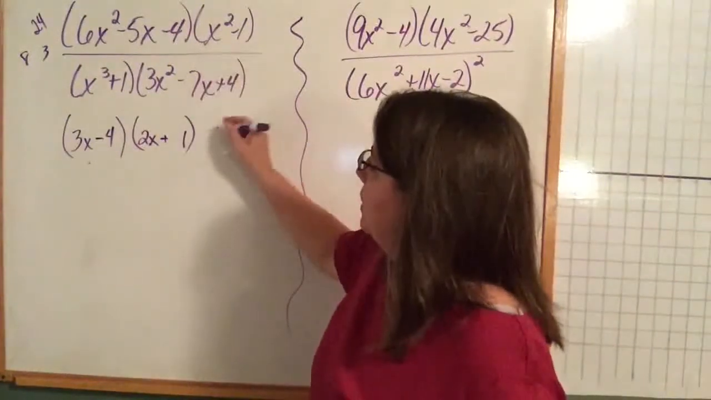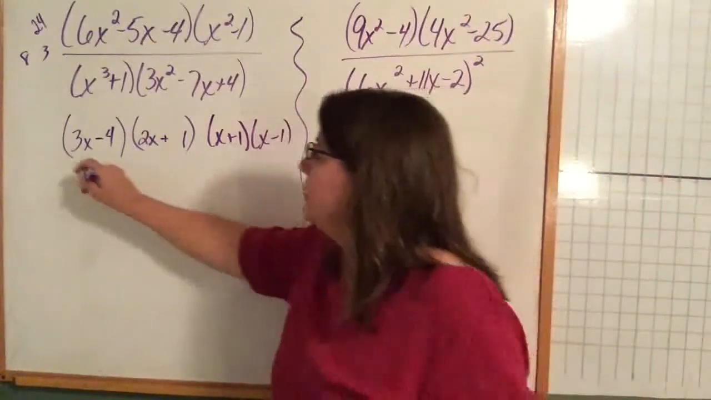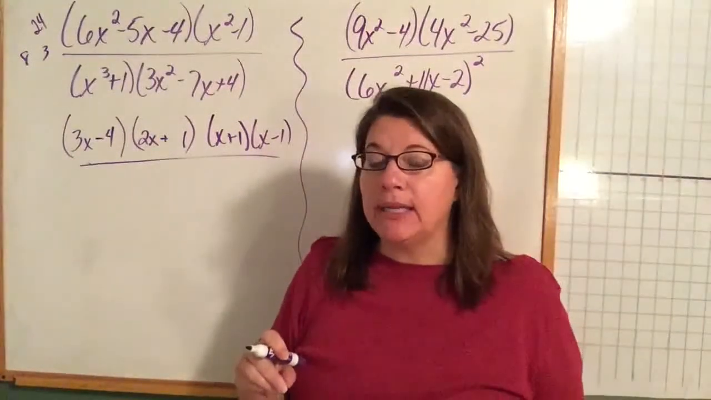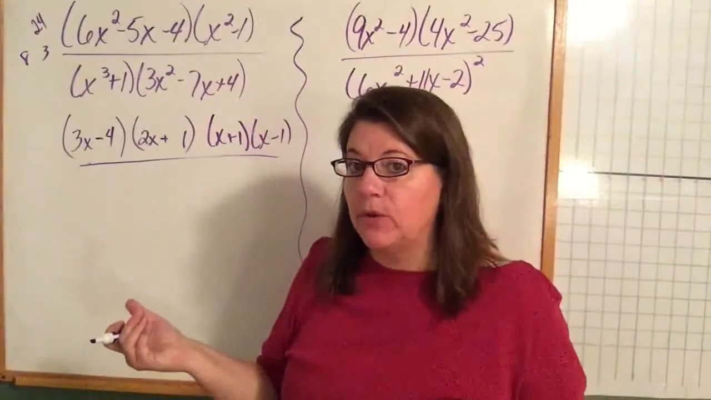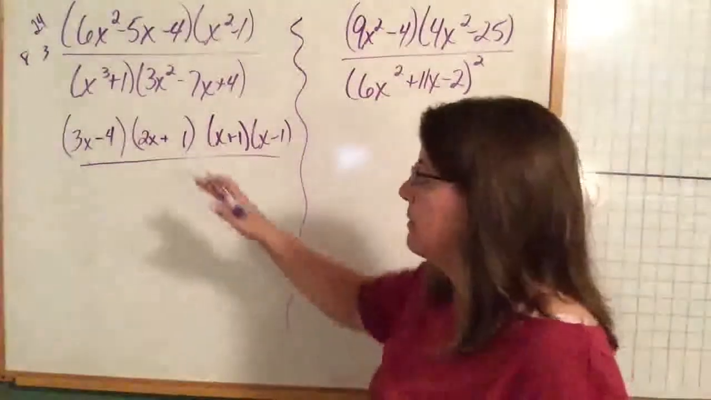For x squared minus 1, that's difference of squares. That's x plus 1, x minus 1. So hopefully you're seeing why you need to be able to factor trinomials quickly to be able to do this section. So again, if you need more practice with that, practice that first before you attempt this one.